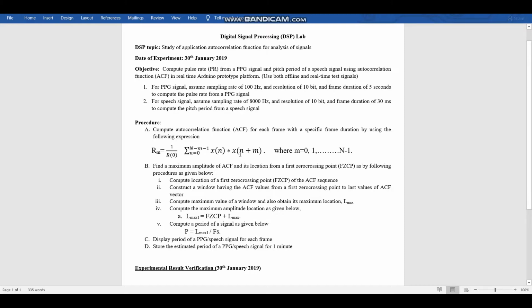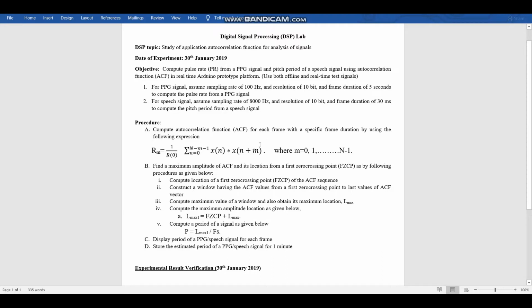So what is the use of autocorrelation? Autocorrelation basically gives you the similarity between signals. In this case, since we are using the same signal, it gives us the similarity between the data points, as if, suppose, at t equals 0 and at some other time, t equals 5.